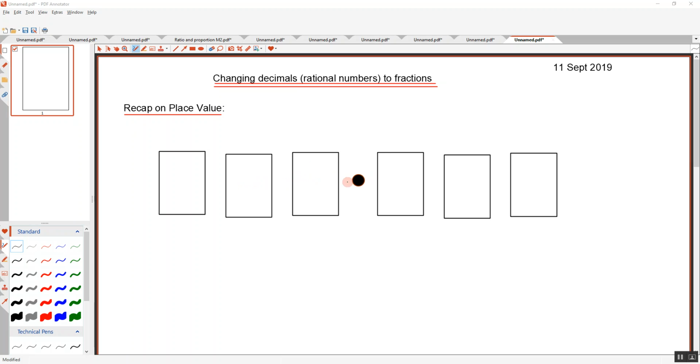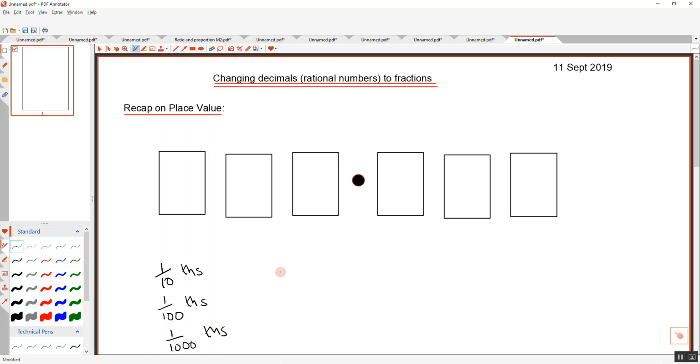If this is our decimal point, what does this column represent in our place value, Enrique? Is it a tenth? It's not a tenth. A hundredth? Not a hundredth. So what are all the possibilities? We've got tenths, hundredths, thousandths. Are these big numbers or little numbers? Little. Yeah, these are small numbers.